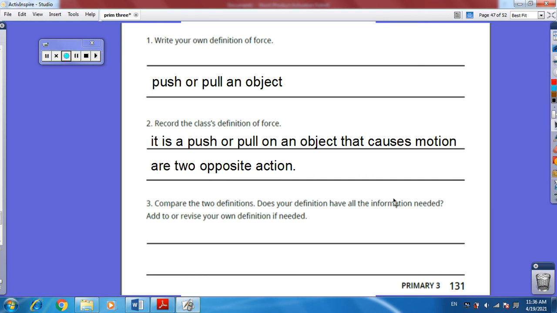Okay? Now, the last question, we must do it in the class together. Why? Because we compare our definition with our friends. Okay? So you can compare your definition and your mother's definition about force, write the answer and send it on Edmodo.